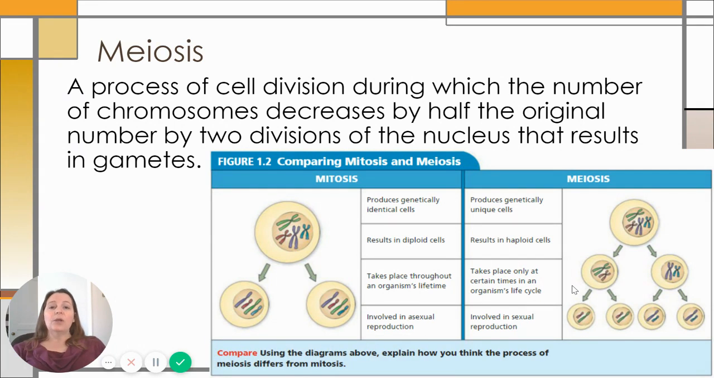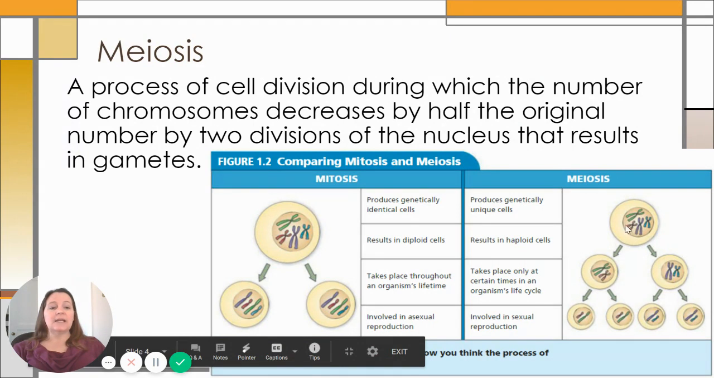Again, it goes through prophase, metaphase, anaphase, and then telophase and cytokinesis. We indicate those with a Roman numeral 2 after it: prophase 2, metaphase 2, anaphase 2. You're not going to have to identify or label those phases like we did for mitosis, because in fact they're very similar. There are some key differences.